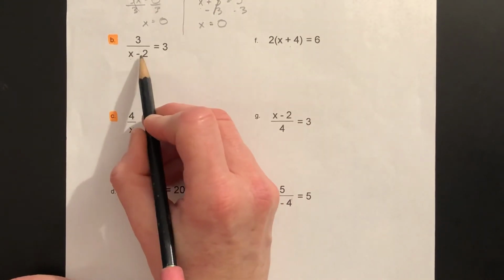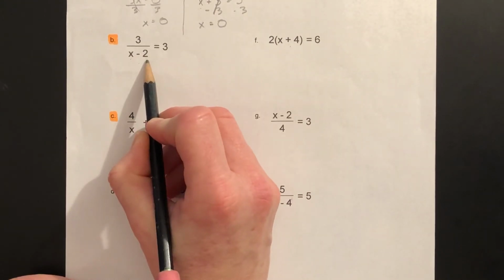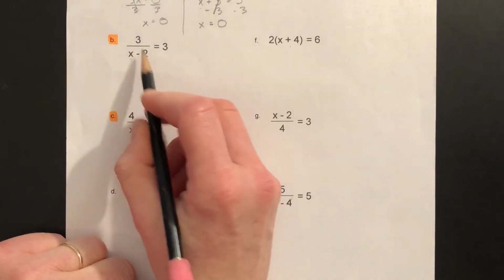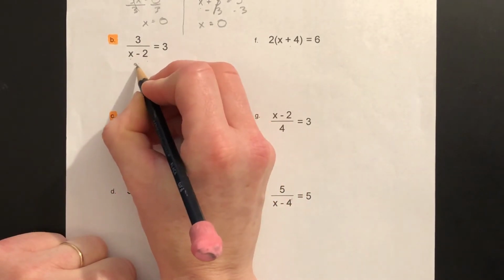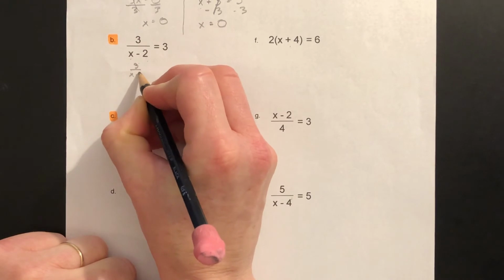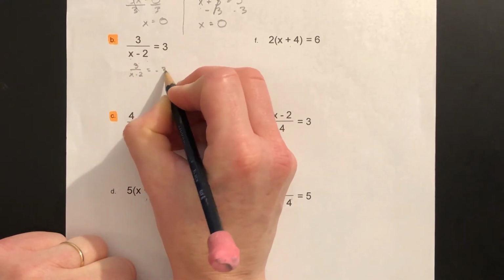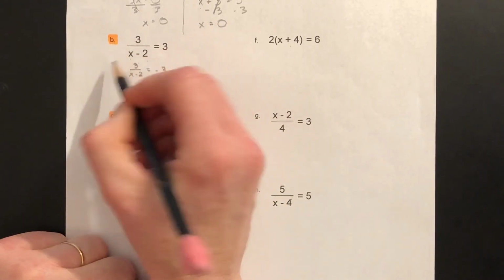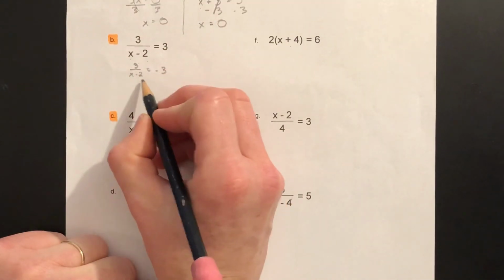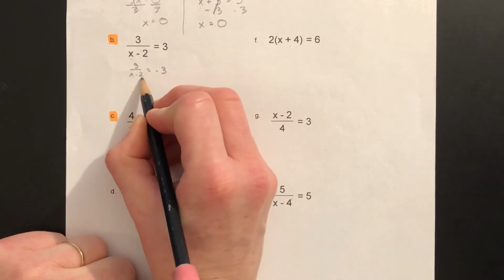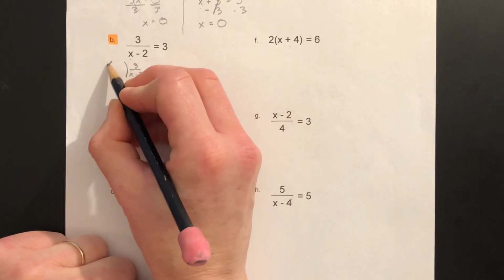All right, look at B. We have x minus 2 under the fraction bar. Whenever we have all that, I like to rewrite it just because there's not much room to fit that between the B and the problem.